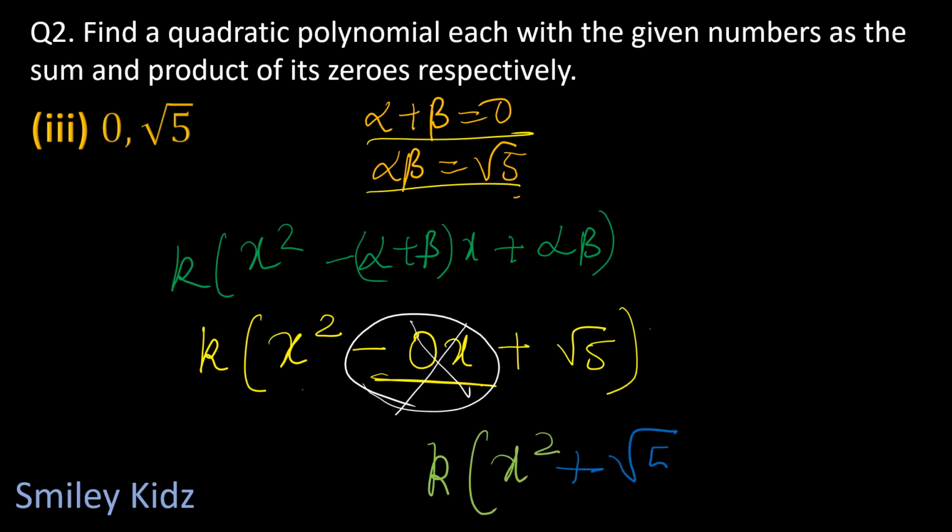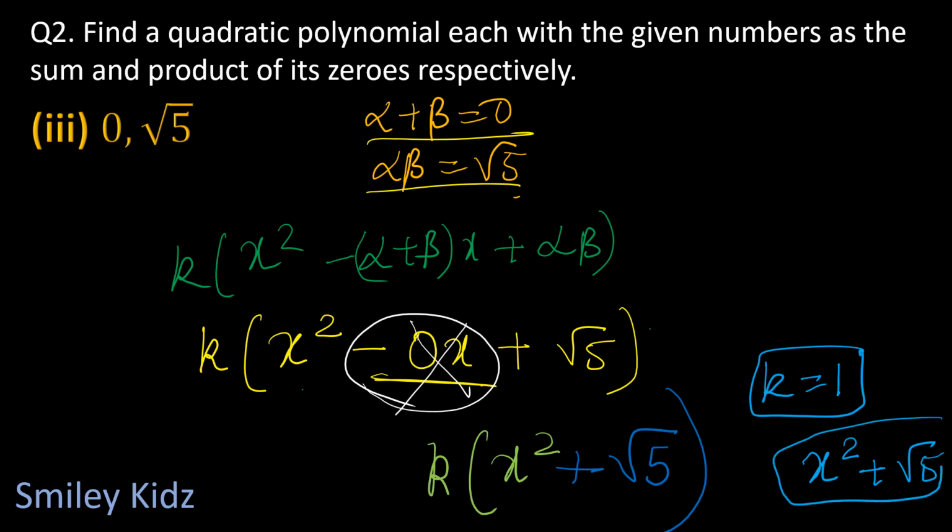Since I have no denominator here to cancel out, I am just assuming the fact that k is equal to 1. Then what will be my required quadratic polynomial? My required quadratic polynomial will be x square plus root 5.